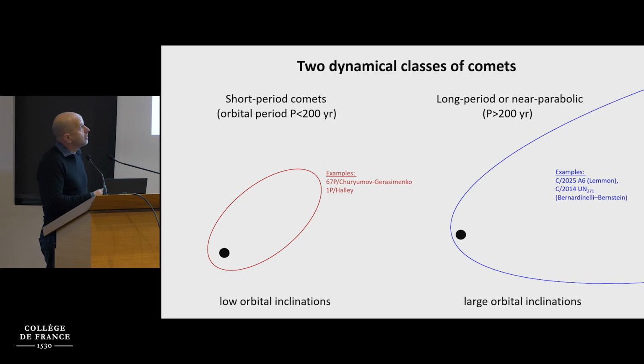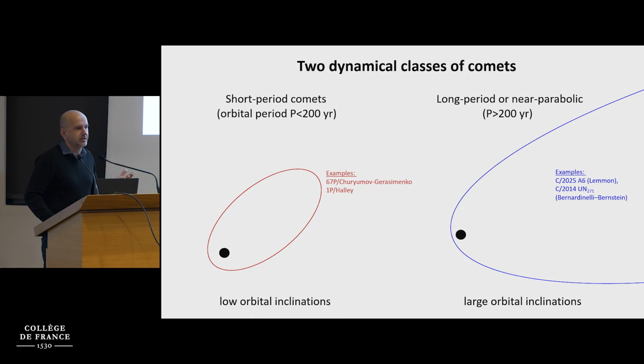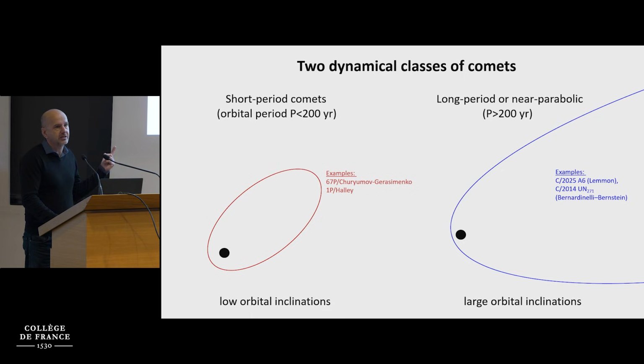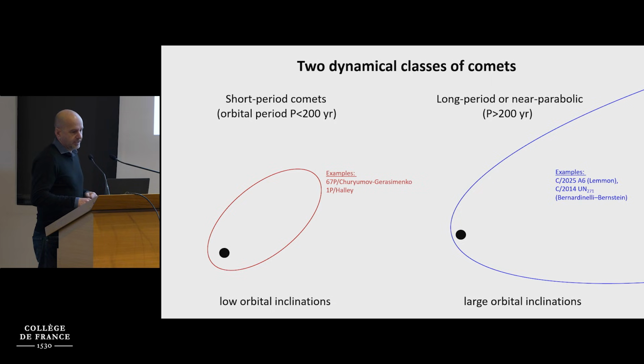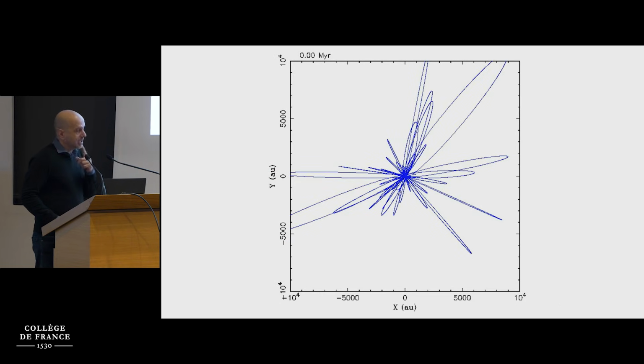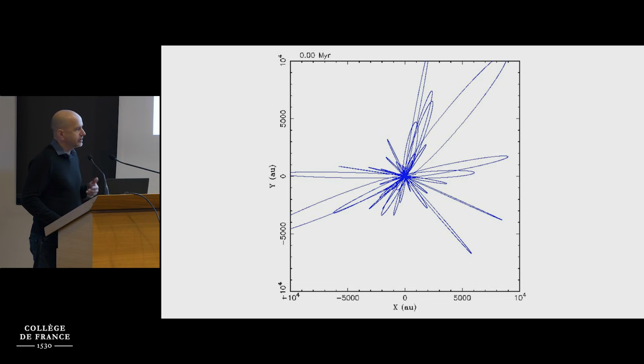On the other hand, the long period or near parabolic orbits have very large orbital inclinations. In some cases, or in fact, in many cases, the inclinations are above 90 degrees, meaning that the comet revolves around the Sun in the opposite direction than the planets do. I will use color coding through this talk: the long period comets will be blue, and the short period comets will be red.